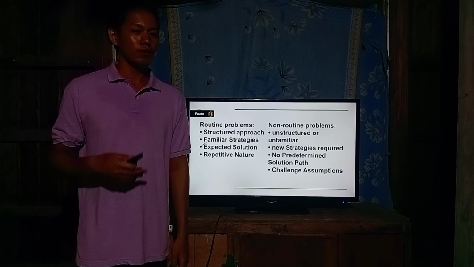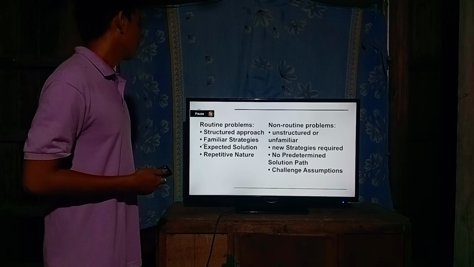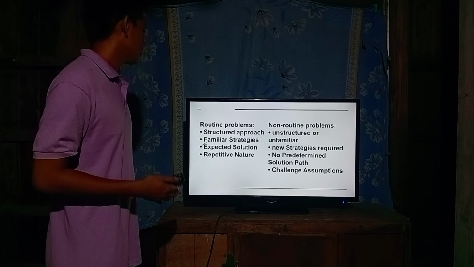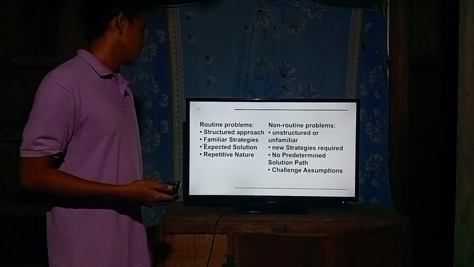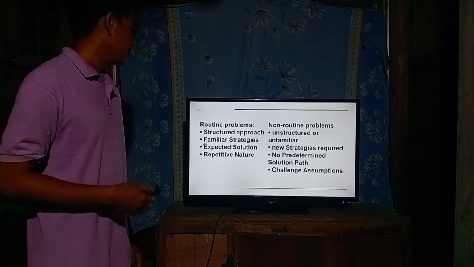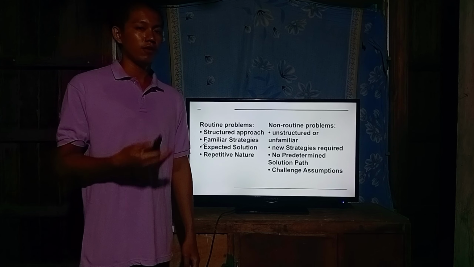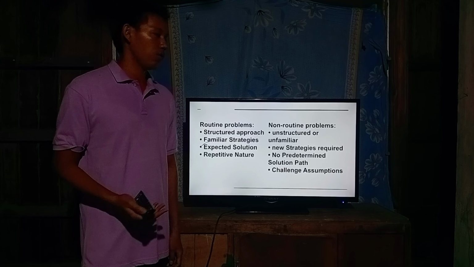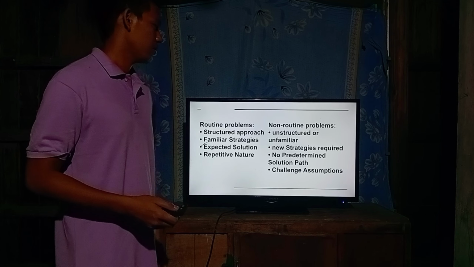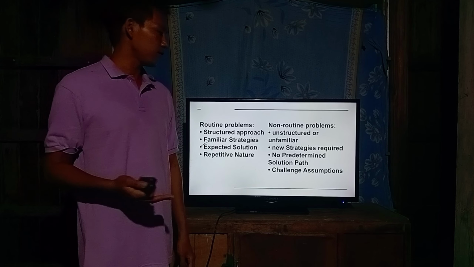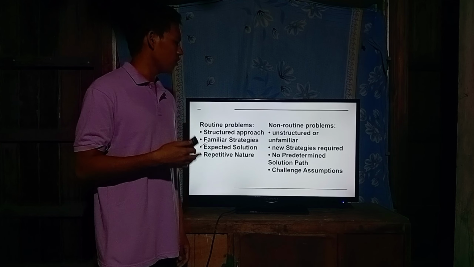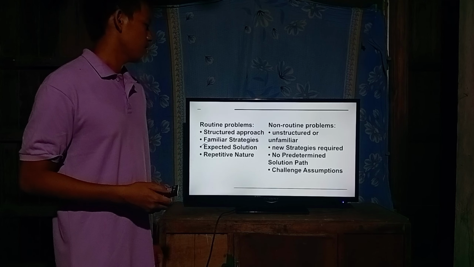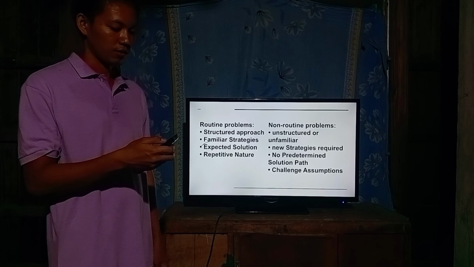So, there are two different types of problem. First is the routine problems and the second one is non-routine problems. So, ang routine problems, it is a structured approach, familiar strategies, expected solution, and repetitive nature. While the non-routine problems, it is unstructured or unfamiliar. New strategies required, no predetermined solution path, challenge assumptions.